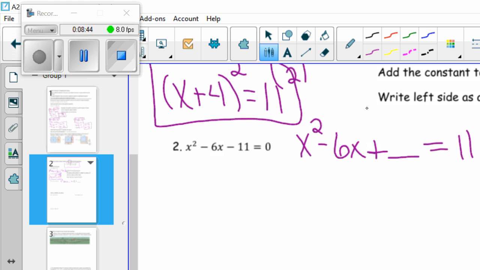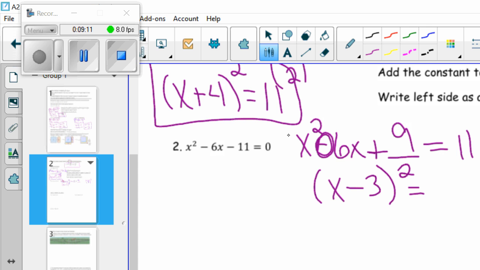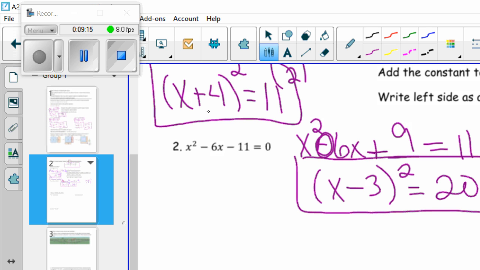Now I have to find out what is that constant. Okay, so it's my b divided by 2 quantity squared. So negative 6 divided by 2, and then I'm going to square that. So negative 3 squared is 9. So I'm adding 9 to both sides. So now this side is ready to factor. So it's x minus, it's always going to have whatever sign this is going to be inside my parentheses. So the square root of 9, 3, quantity squared equals 11 plus 9, 20. I have completed the square.